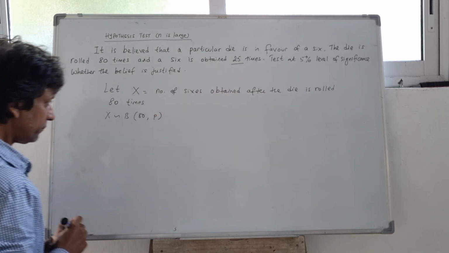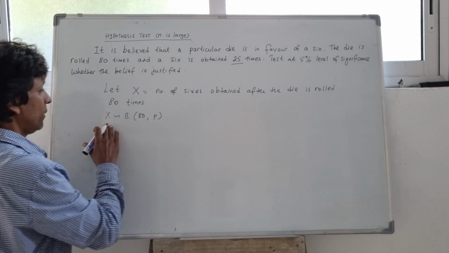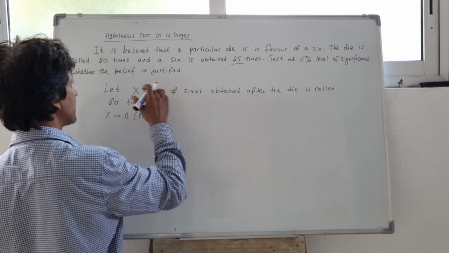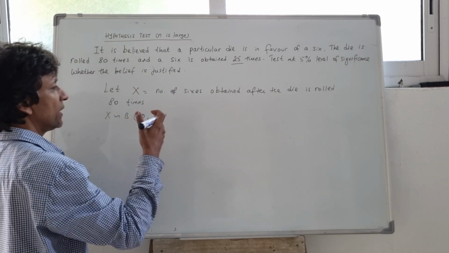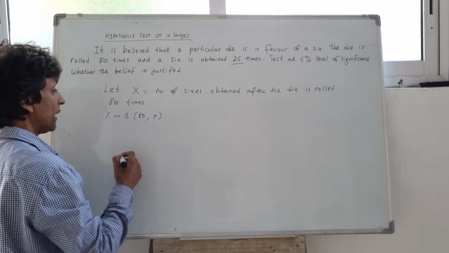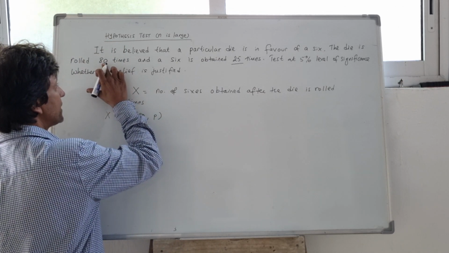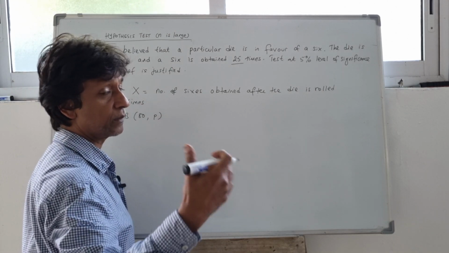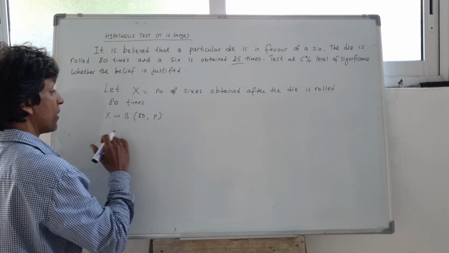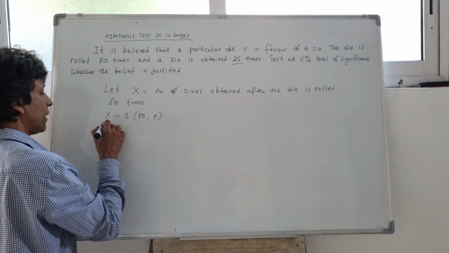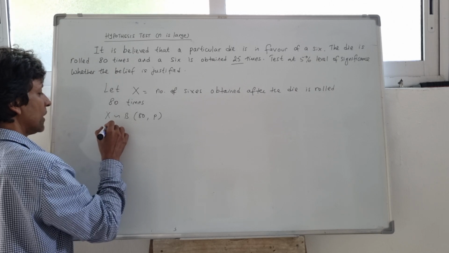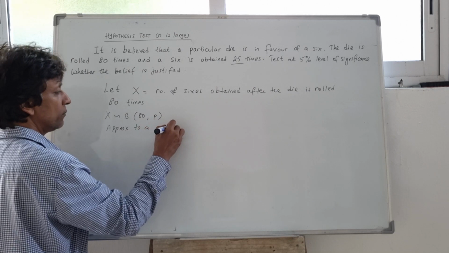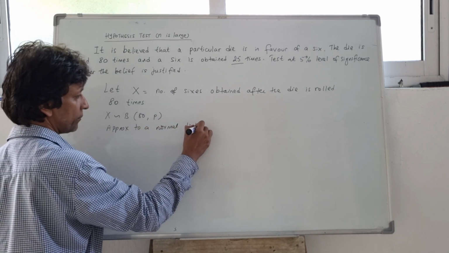Now, because we're moving away, we know that n is 80. If we take 1 over 6 times 80, we get a value which is greater than 5. And even if we take 80 times 5 over 6, it is also greater than 5. So we're going to move away from this binomial distribution and approximate to a normal distribution.